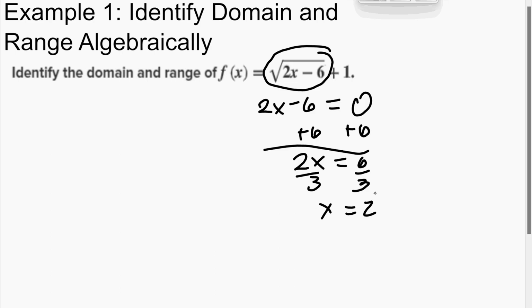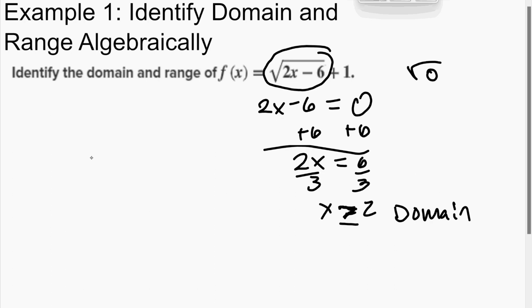Because we're going to have everything bigger than that. If I take the root, that would get me 0. So if I plug in 2, I'd get 0, and I can take the square root of 0. That's fine. So everything just needs to be bigger than or equal to 2. So that would be our domain.